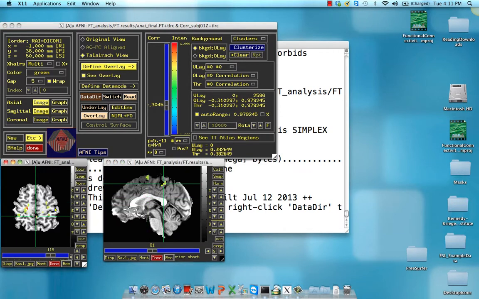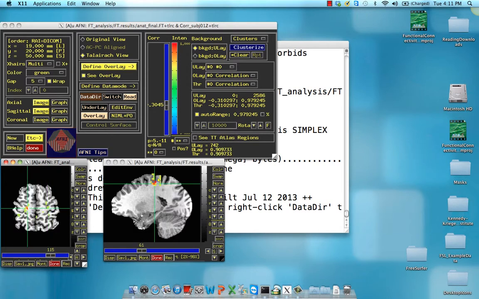Okay, so it looks very similar to what we had before. Again, very high amount of correlation or very high z-score near the seed region that we selected and also on the other side of the brain as well.